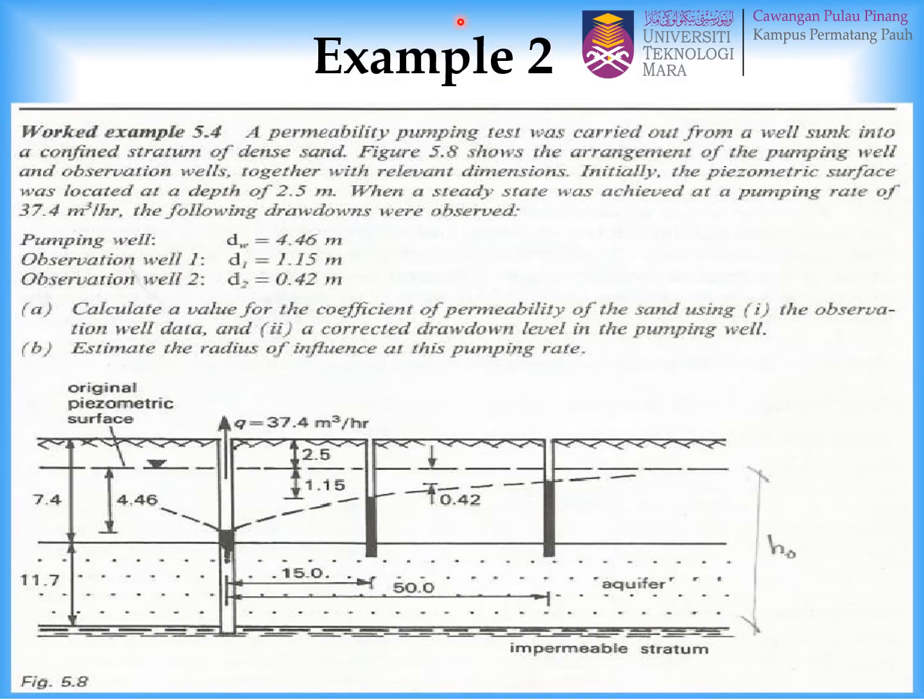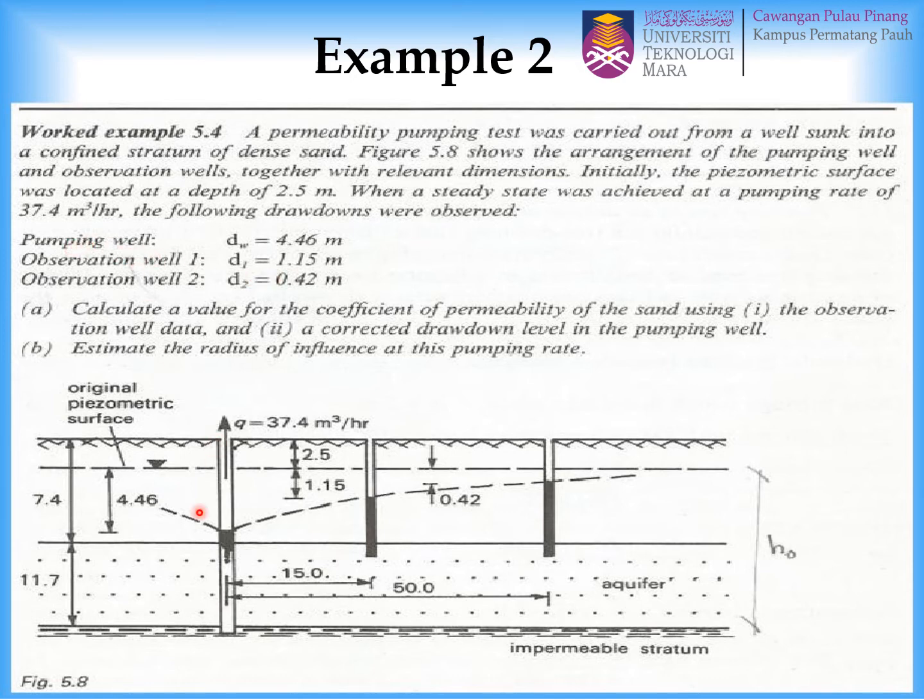This is example 2. Alright, so figure 5.8 shows the arrangement of the pumping well and observation wells together with relevant dimensions. Initially, the phreatic surface was located at a depth of 2.5 meters when a steady state was achieved at a pumping rate of 37.4 cubic meters per hour. The following drawdowns were observed.